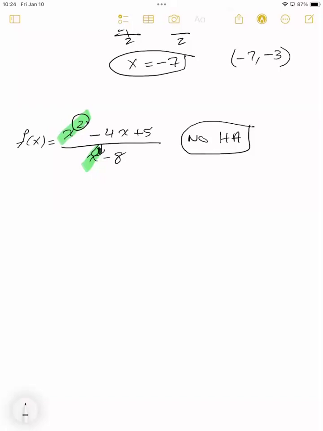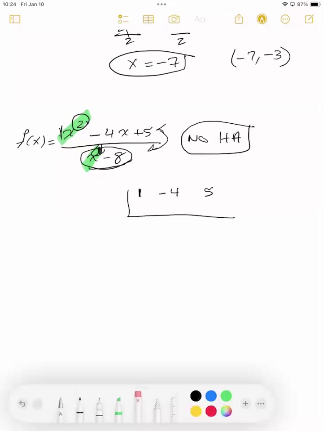So how do we divide these two? We can do synthetic division. We write the coefficients of the top polynomial, 1, -4, 5. And since we are dividing by x minus 8, we are going to write it as positive 8.